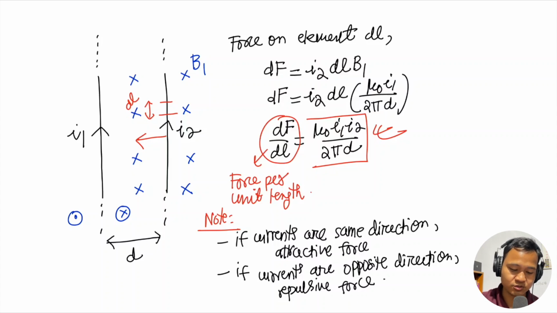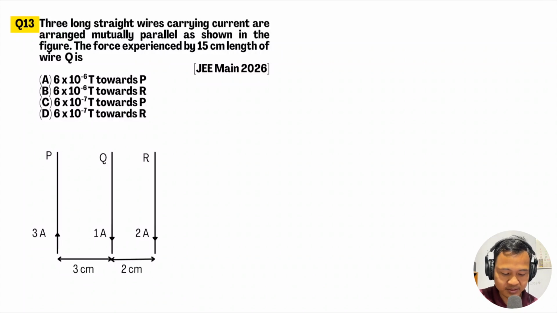So let's try to solve some more questions. Three long straight wires carrying current are arranged mutually parallel as shown in the figure. The force experienced by a 15 centimeter long wire. We can assume it to be an infinite wire, so I can assume like this.